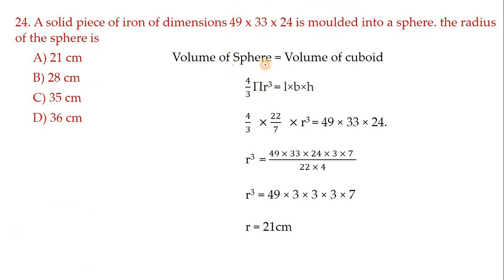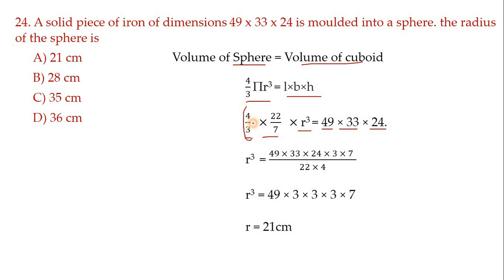So I have taken here volume of sphere equal to volume of cuboid. So write volume of sphere finding formula 4 by 3 pi r cube. So volume of cuboid finding formula L into B into H. So substitute the values, children. So 4 by 3 pi value is 22 by 7 and r cube let it be as it is because radius only we wanted to find, and L is 49, B is 33, H is 24.